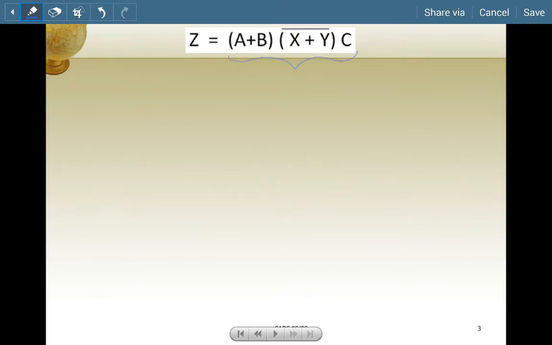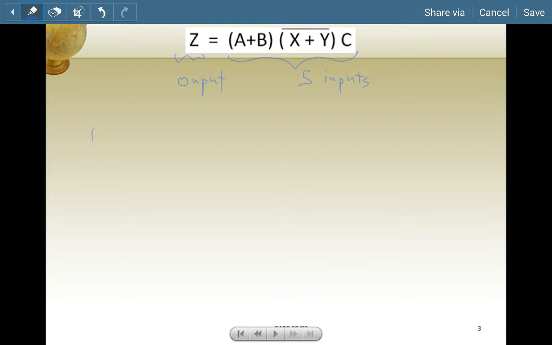Count the number of different alphabets, and that represents the number of different inputs. So A, B, C, X, Y. Wow, there are actually 5 different inputs, 5 different alphabets. So 5 inputs, and bear that in mind. Z is your output. Okay, so let's start to draw that.